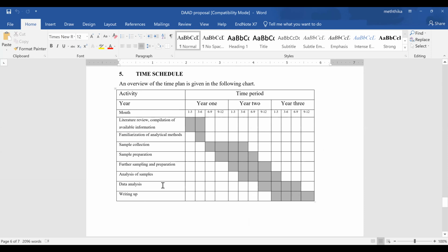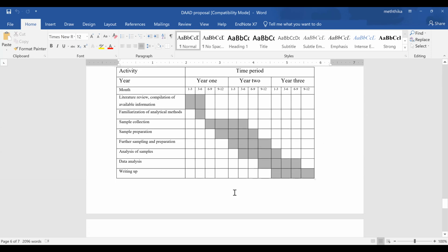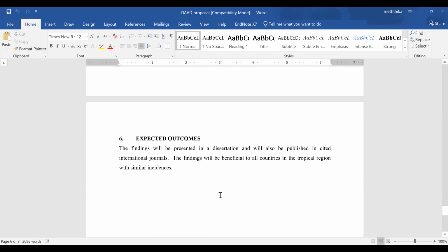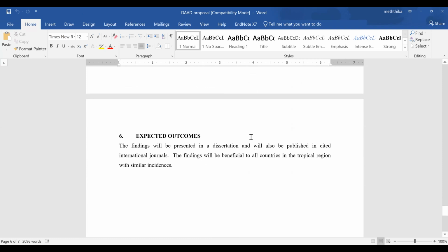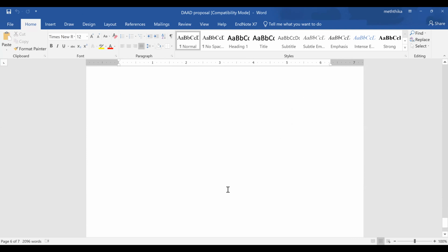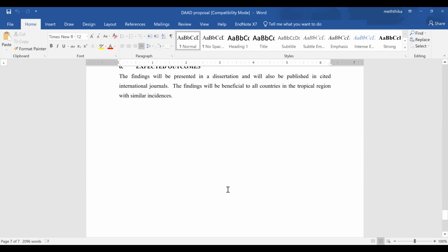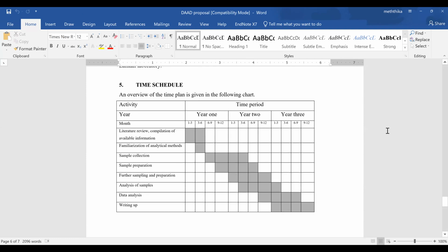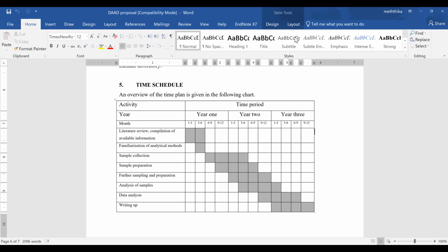And then you can clearly see the activities, as I told you earlier. Each objective can have different activities, so those are given. And then expected outcomes. Since it is a PhD proposal, the outcomes are like scientific journal publications and conferences and so on. And then you have to list the references. So that's one proposal that I could show you.